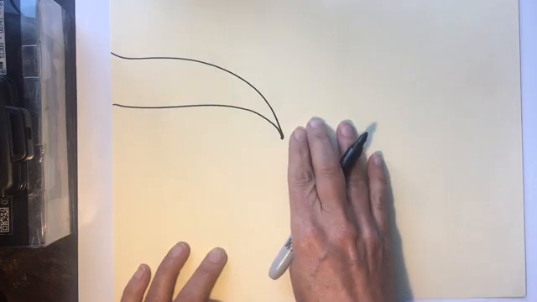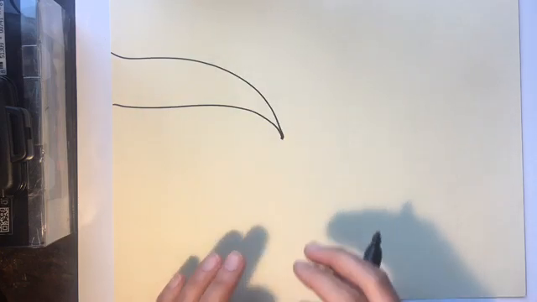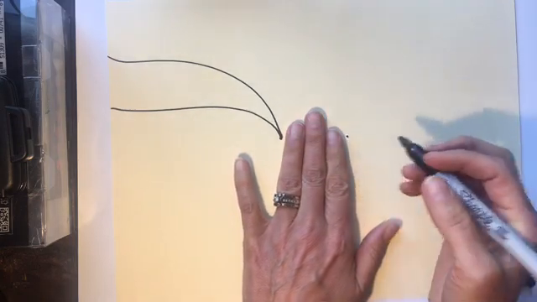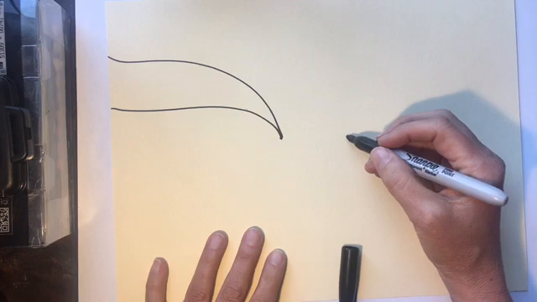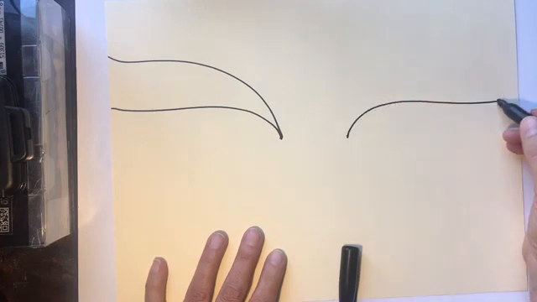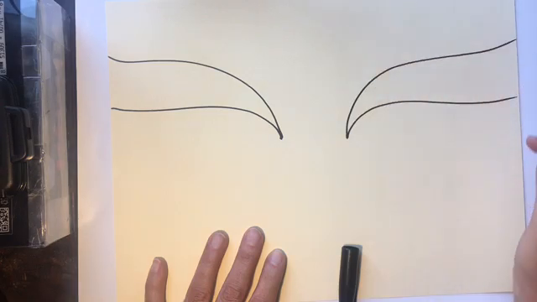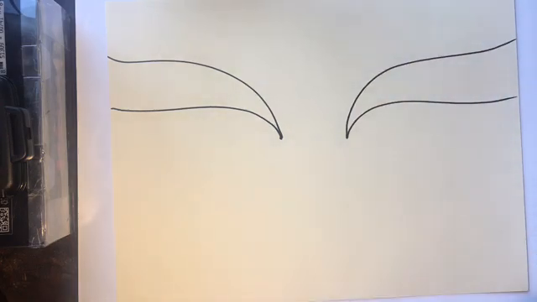Now we're going to come across and do the same thing on this side, maybe about three fingers over, make another little dot, and you're going to follow that same idea, eyebrow bottom and eyebrow top. Now we're going to start to work on the eyes.